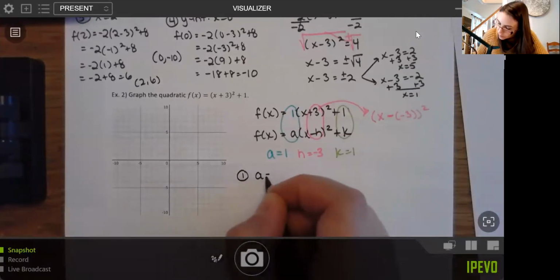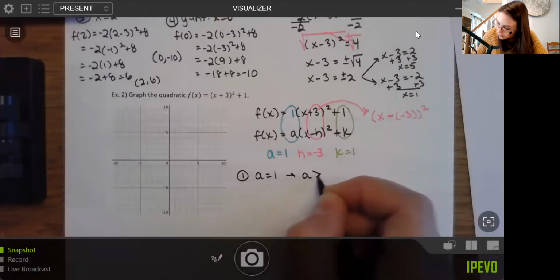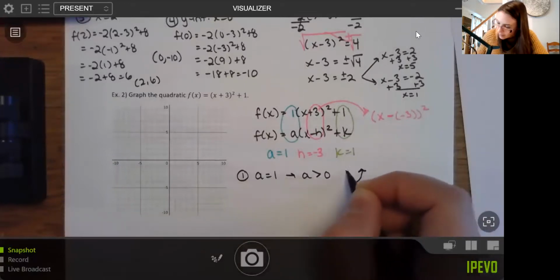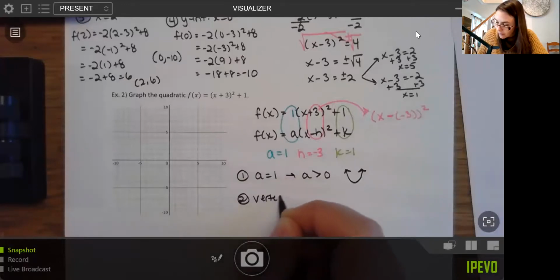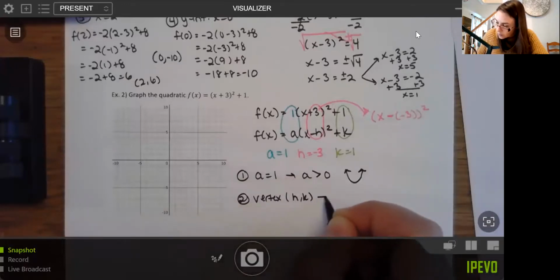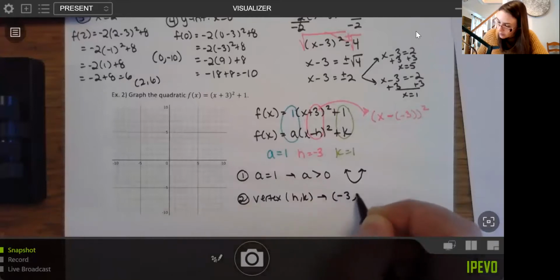All right, so my a is 1, which means my a is greater than 0. So I'm going to have a graph that looks something like this. My vertex is of the form (h, k). So it's going to be (-3, 1). And remember, that's your point right here. That's that vertex right there.